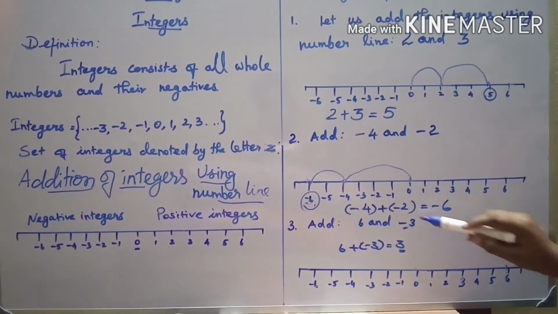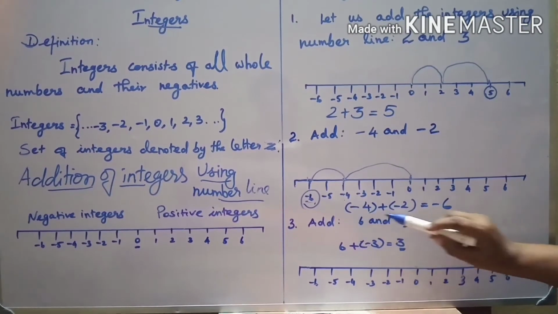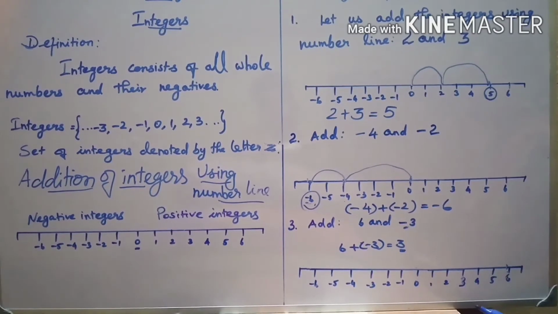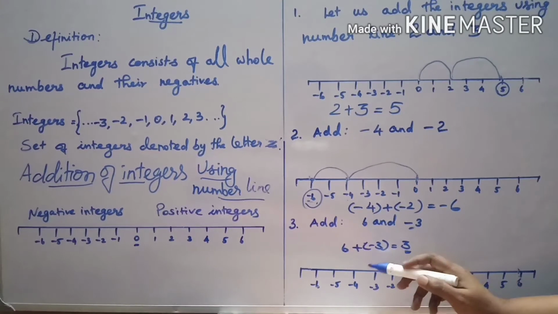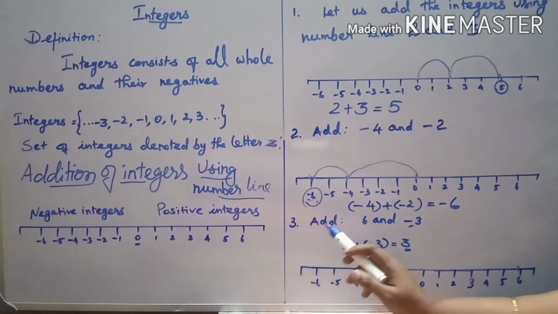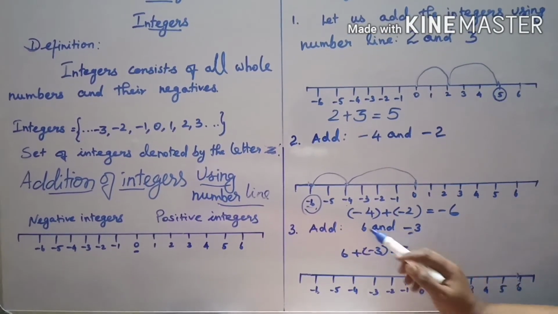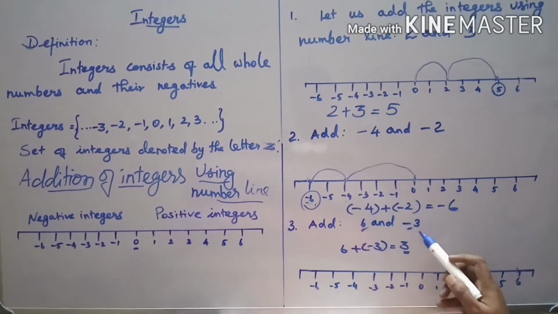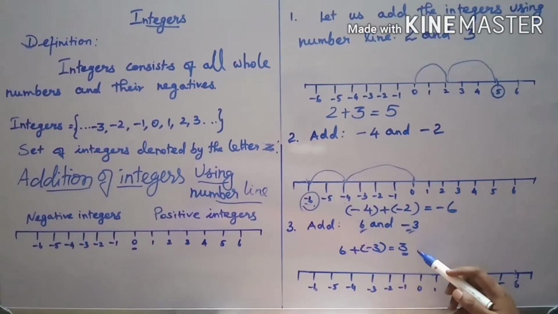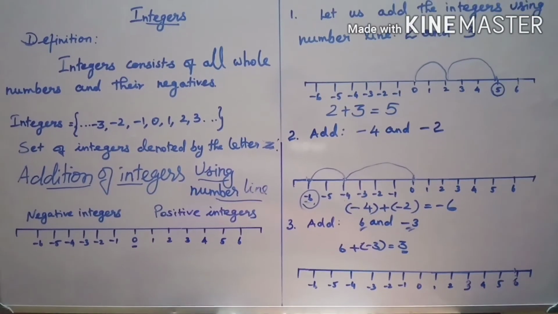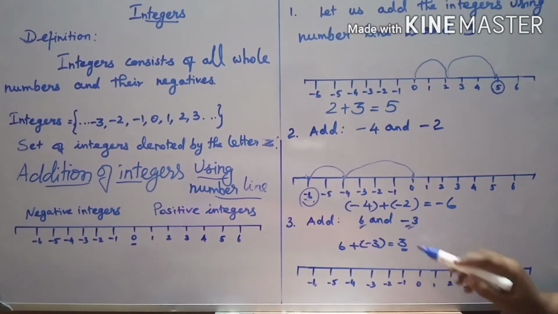Next I'll go with the third sum. One positive and one negative number. How to add these two numbers? Add 6 and minus 3. Here 6 is a positive number, minus 3 is a negative number. 6 plus minus 3 equals 3. How did we get this answer, do you know?